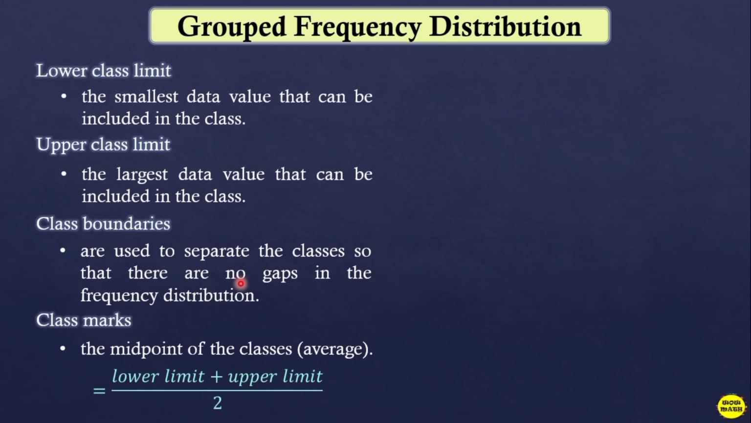Paano ba natin kinukuha ang average? Yung lower class limit mo, i-add mo doon sa upper class limit, and then the sum should be divided by 2. That will be your class mark.